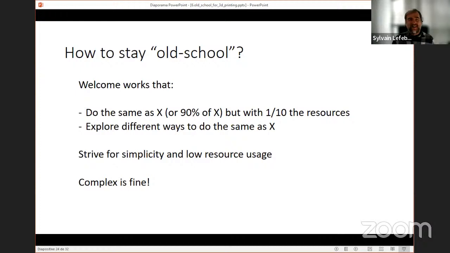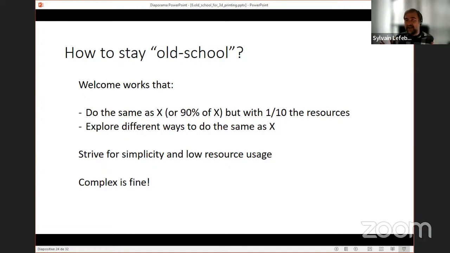So how do we stay old school? I think it's important that we keep welcoming works that do the same as a work that has been published before, or 90% of the same, but is using much less resources. Or maybe works that explore different ways to do the same as something, that maybe do not improve on the result, but they have a completely different point of view. And in my experience, these works are hard to review because it's hard to judge, when is this good enough? When is this different way of doing things interesting enough? It's difficult, but I think we really want to try to do that because we want to encourage people to strive for simplicity and low resource usage.